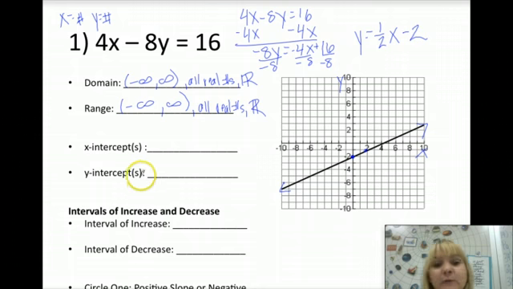All right, x-intercept and y-intercept. The x-intercept is where we cross the x-axis, so we cross the x-axis at (4, 0). Our y-intercept is where we cross the y-axis, so that's (0, negative 2).